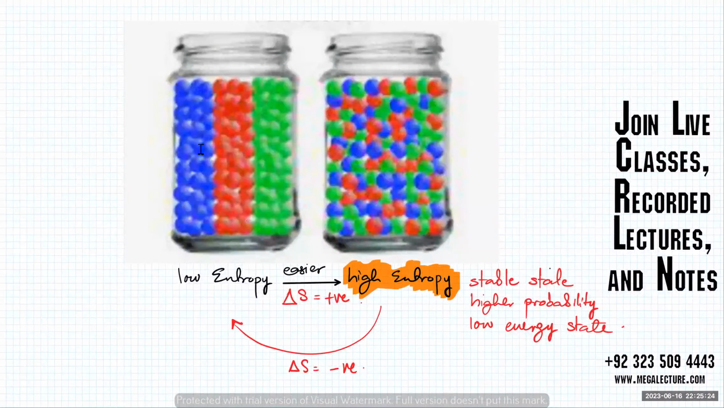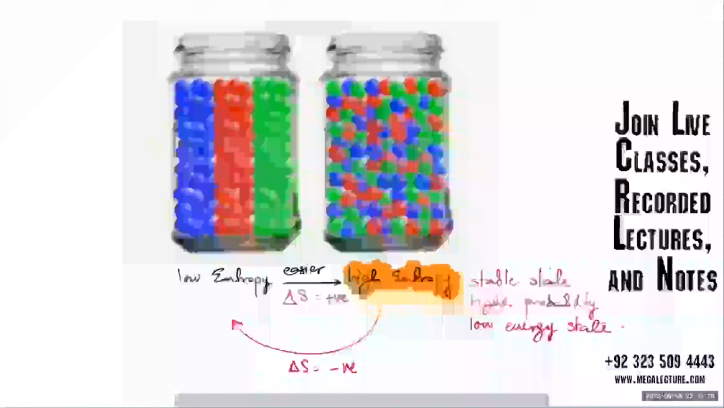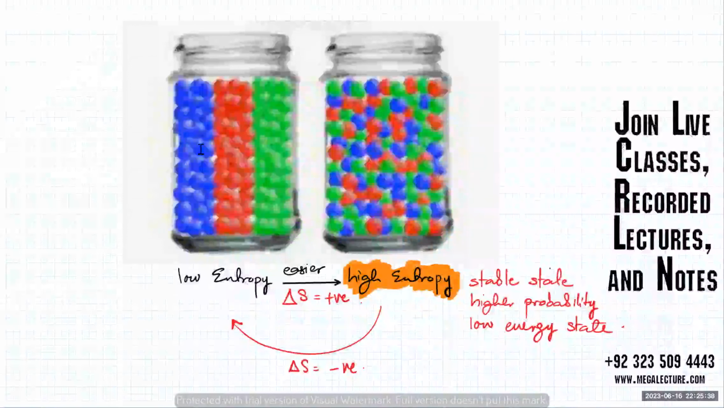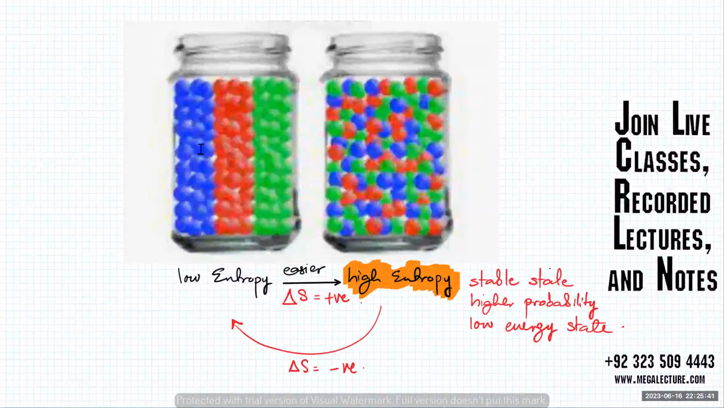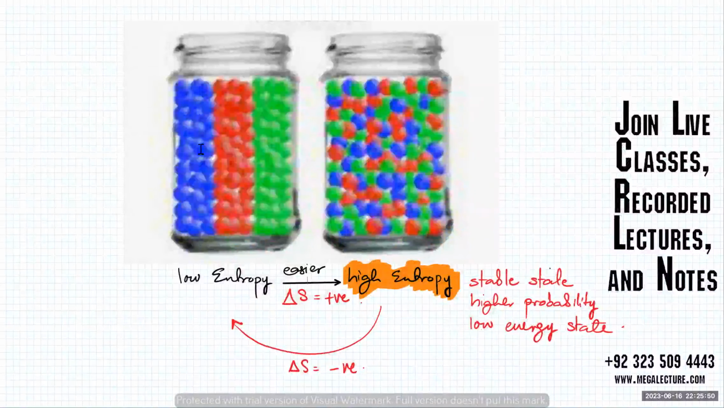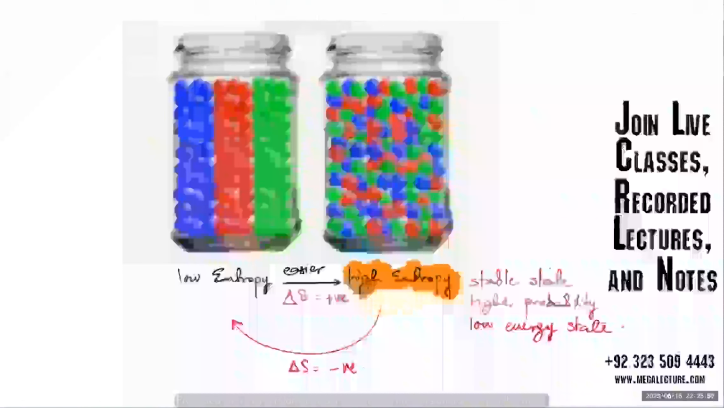The same applies to your room. If you want to keep your room neat and tidy, there are probably just a few ways you can put it in a neat and tidy arrangement. But if you want to mess up your room, there are thousands of different ways in which you can mess it up. So the number of messy states, the number of high entropy states, is a lot. Which is why whenever you do something, you're probably going to end up with a high entropy state. Is that clear?